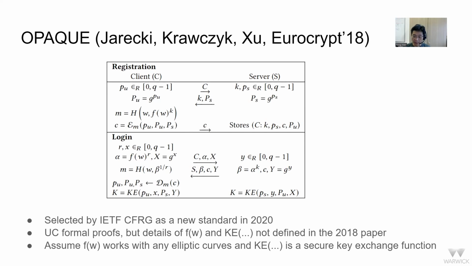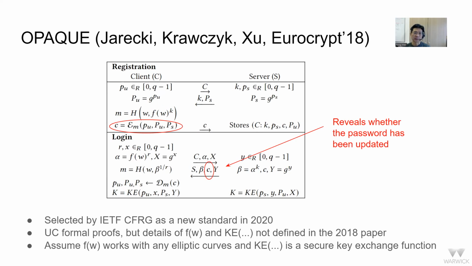The two main building blocks in this protocol: the first is an F function. This is the same F function as used in SPEKE in 1996. As a result, it also inherits the problems that we already know from the SPEKE protocol. And the next one is KE, a key exchange function.